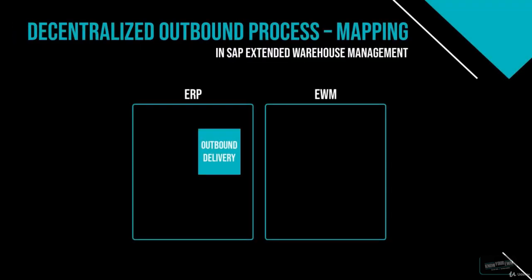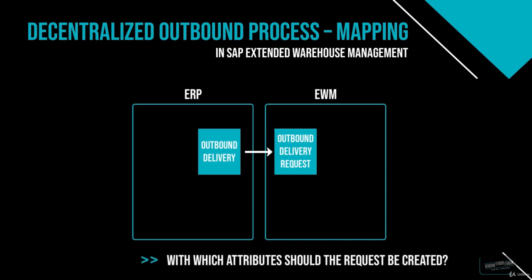As we already told you, when the outbound delivery gets transferred from the ERP system to the EWM system, the EWM creates the so-called outbound delivery request. And for creating any kind of request in the EWM, we need to provide some information of how we want it to be created, or better said, with which attributes we want it to be created.